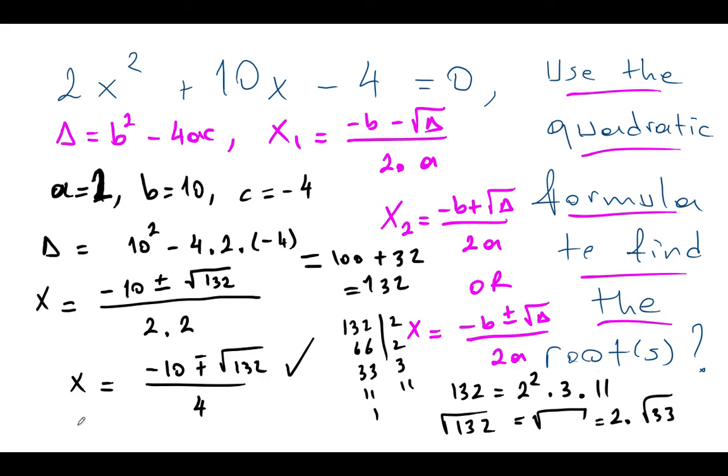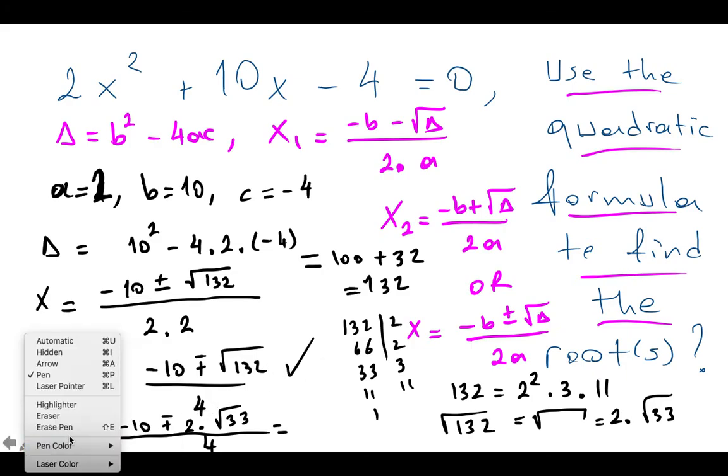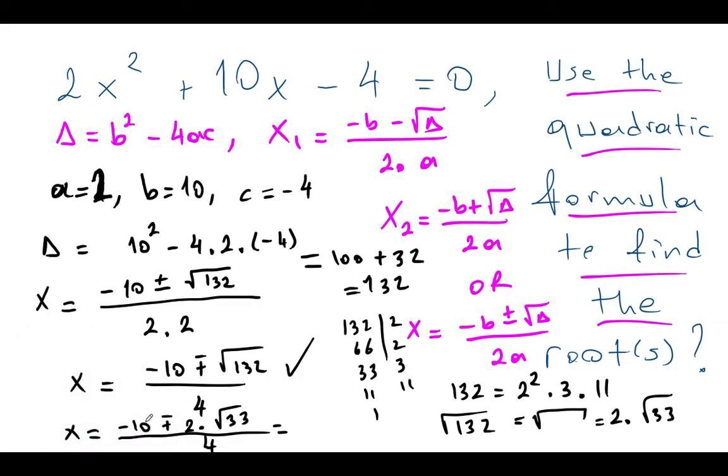So I can even write that x is equal to negative 10 plus minus 2 times root 33 divided by 4. And if I simplify this by 2, since I can take the 2 as common in the numerator and denominator, the final result will be, let me change the color, negative 10 divided by 2, negative 5, and then plus minus root 33 divided by 2. Yeah, this will be the final result.